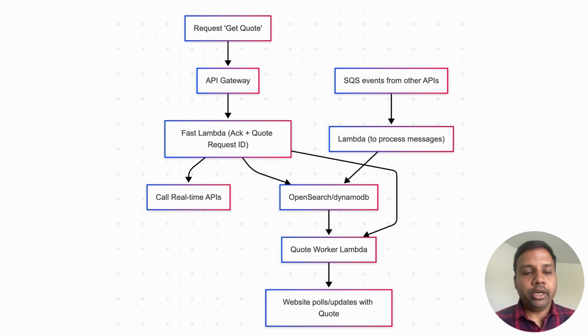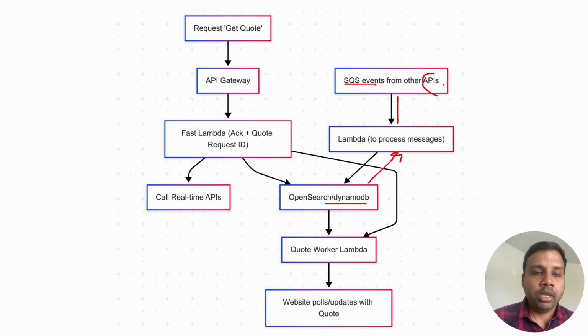So when you look at how OpenSearch or the DynamoDB gets updated here, it comes from Lambda, which processes the details from the SQS events, and these SQS events are from different real-time APIs, which provide the events as they get updated. So we get the latest events, which results in getting the latest data to be part of the OpenSearch or the DynamoDB all the time.